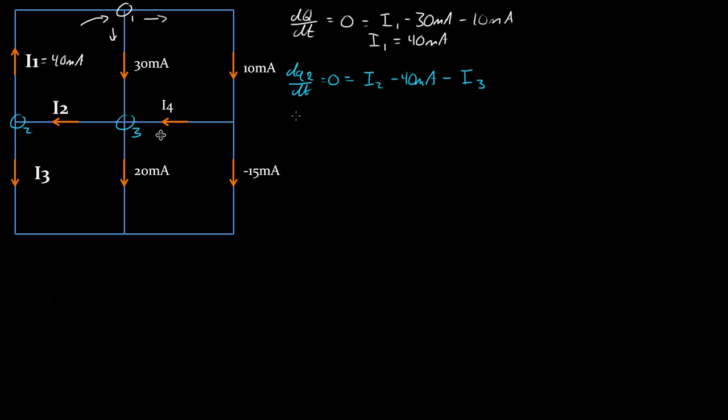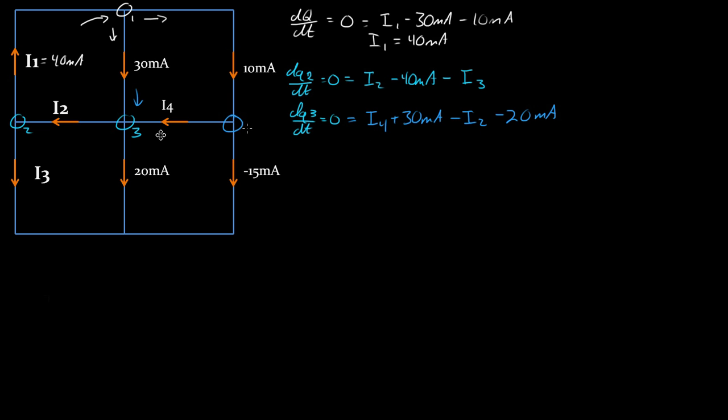We'll go to this one. So we'll assume the change in charge at node 3 with respect to time is equal to 0 again. So we'll just add up all the currents going into the node. So we have I4 plus 30 milliamps, we have this coming in, minus I2, and then minus 20 milliamps. So we have two unknowns and only one equation, so we'll just move on to the next node.